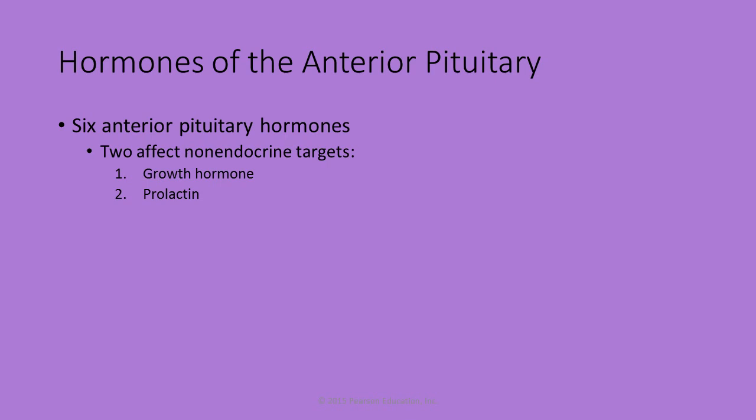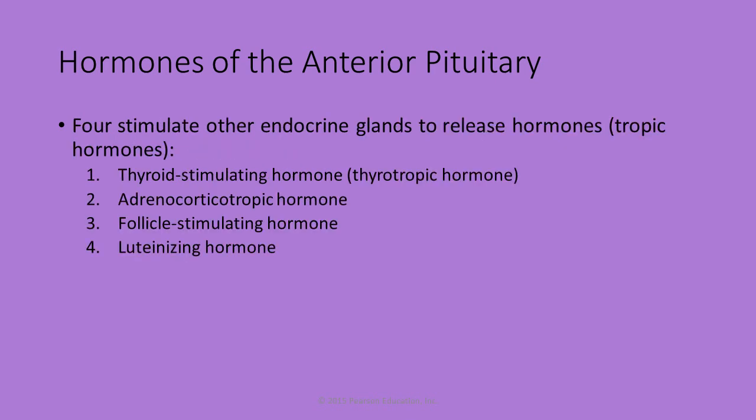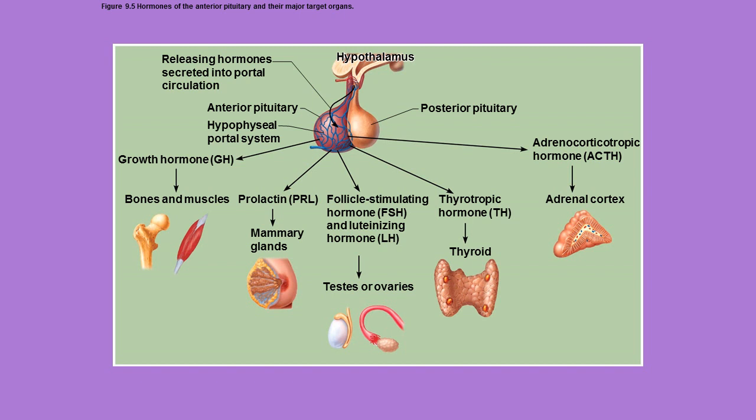The anterior pituitary produces 6 different hormones. 2 of these will affect what we call non-endocrine targets, the growth hormone and prolactin. The other 4 hormones that are made by the anterior pituitary actually stimulate additional endocrine glands to secrete other hormones. So you often find it's kind of like a cascade. A stimulates B, which stimulates C, etc. So those 4 other hormones are thyroid stimulating hormone, adrenocorticotropic hormone, follicle stimulating hormone, and luteinizing hormone. In this figure, it is showing the hypothalamus with those 2 lobes of the pituitary, and from the anterior pituitary, it is showing the 6 different hormones that are produced by it.